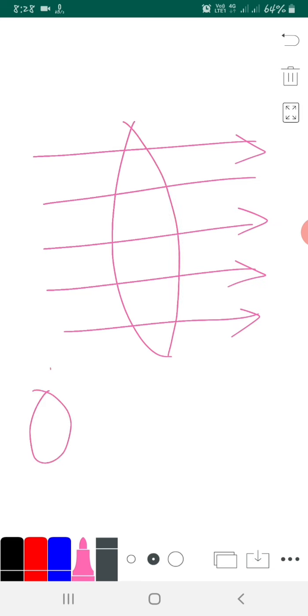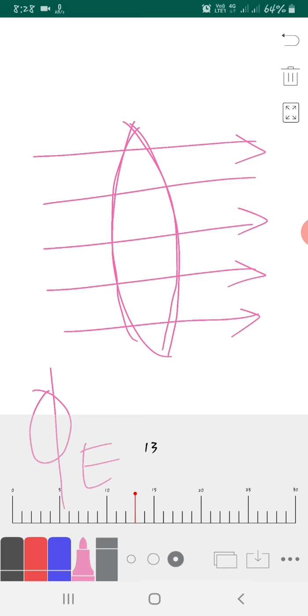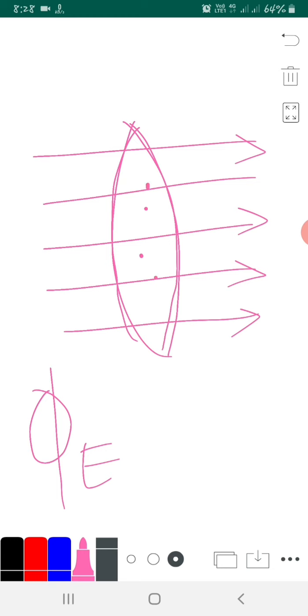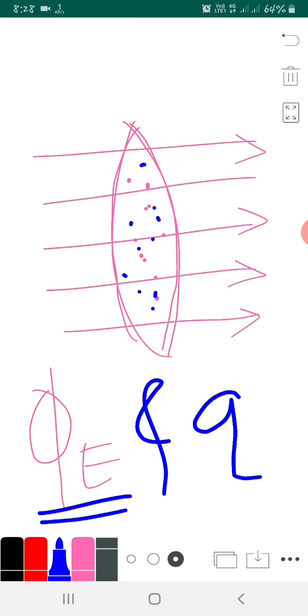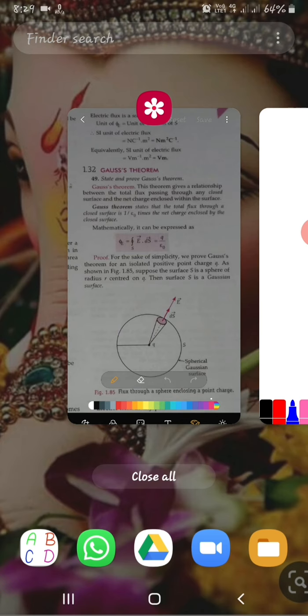So phi E will give the electric flux, correct? But we don't forget this surface also encloses some charges, a large number of charges. So if you consider q amount of charge is there, the Gauss theorem will give the relation between phi E, that is electric flux, and charge.